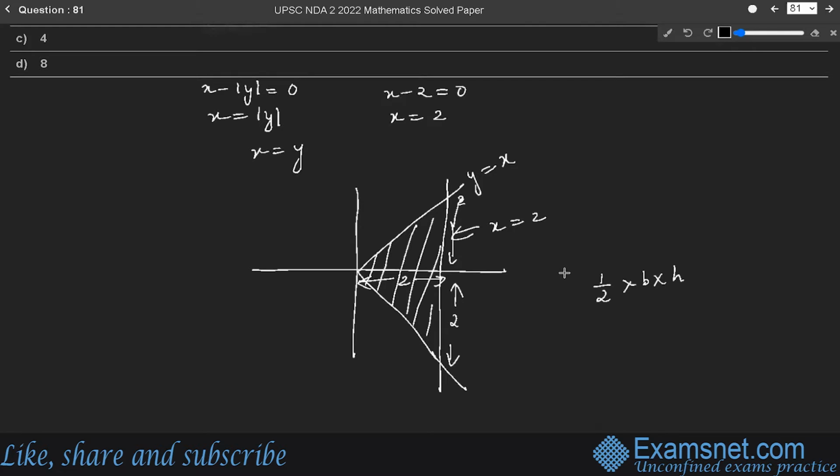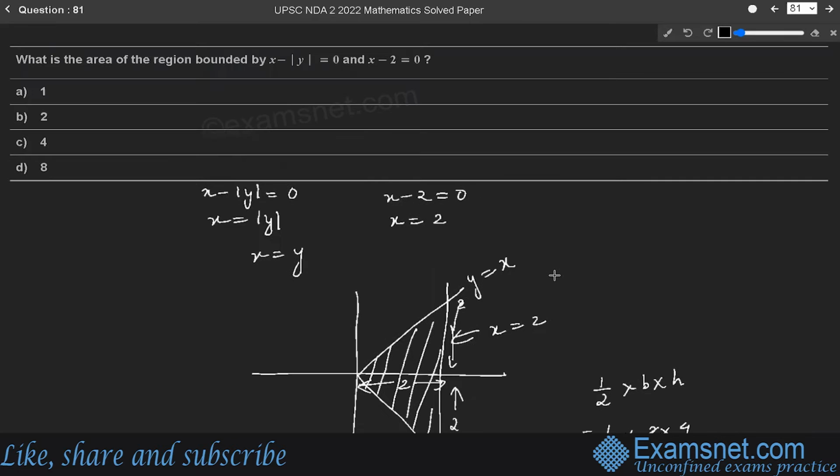So it means that 2 plus 2 is 4. So half into base is 2 and height is 4. So it will be 4. So the correct option here is: the area of the region bounded by the two equations is 4. Therefore option C is the correct answer here.